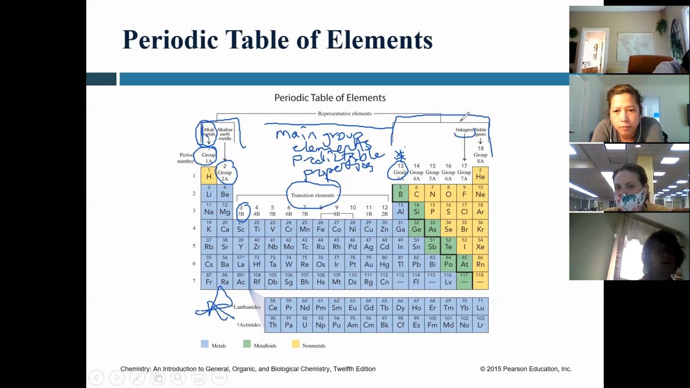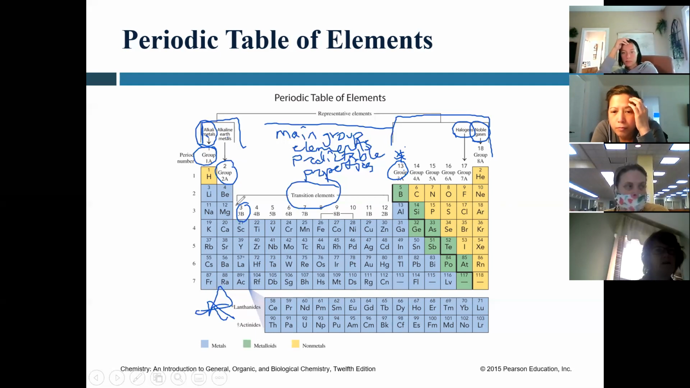Group 7 are the halogens. That includes fluorine, chlorine, bromine, and iodine. And group 8, all the way at the end, those are known as the noble gases: helium, neon, argon, krypton, xenon, and radon.